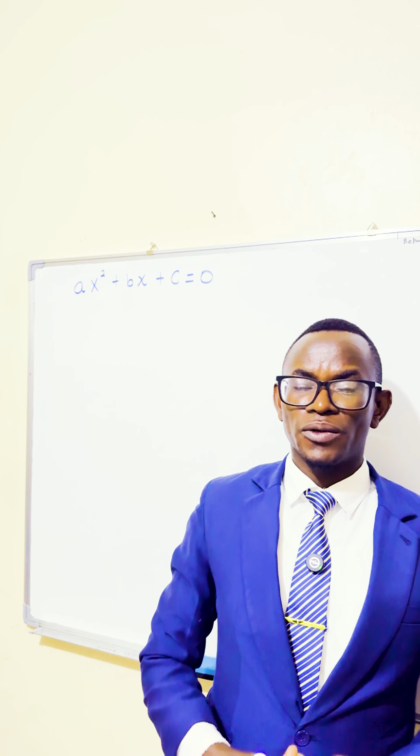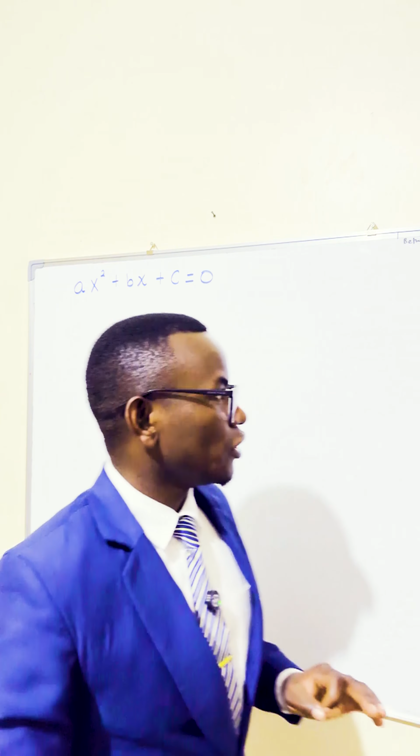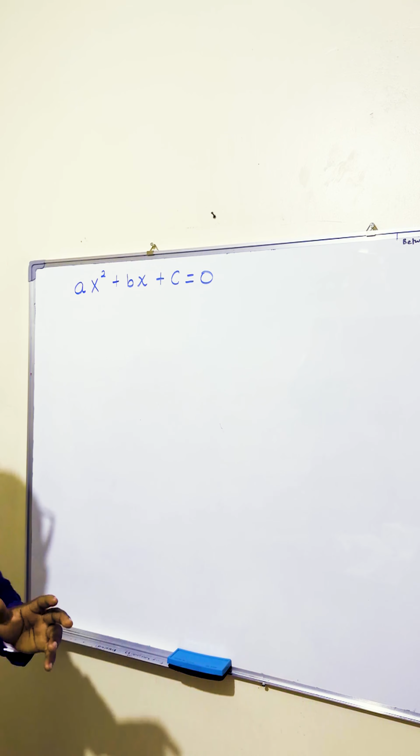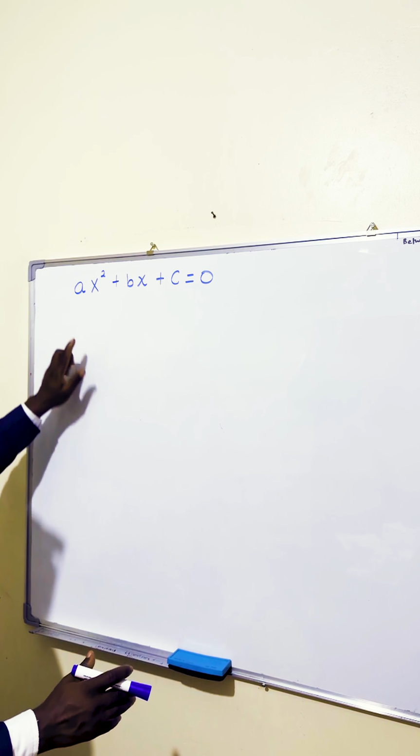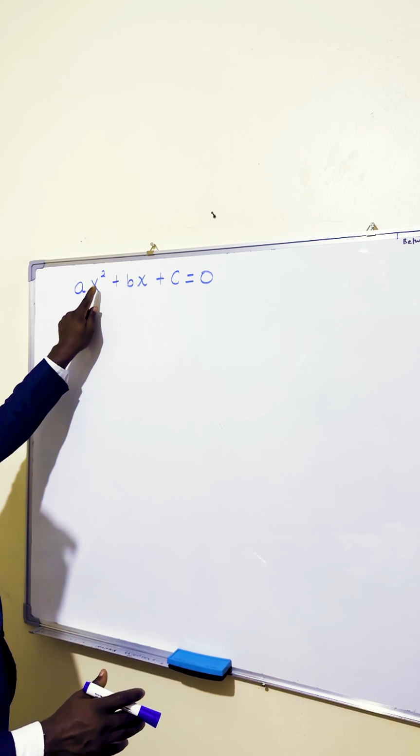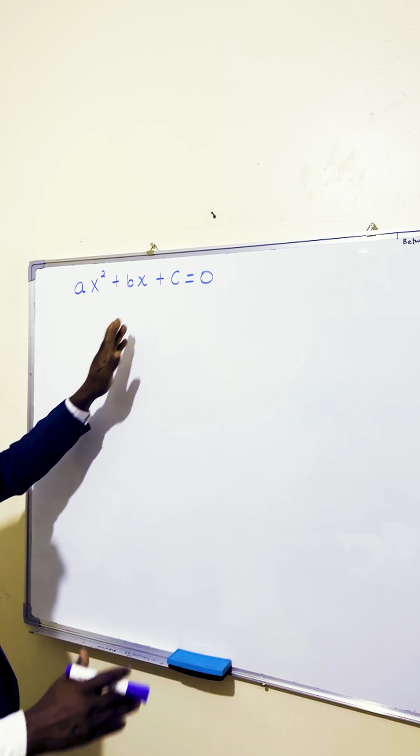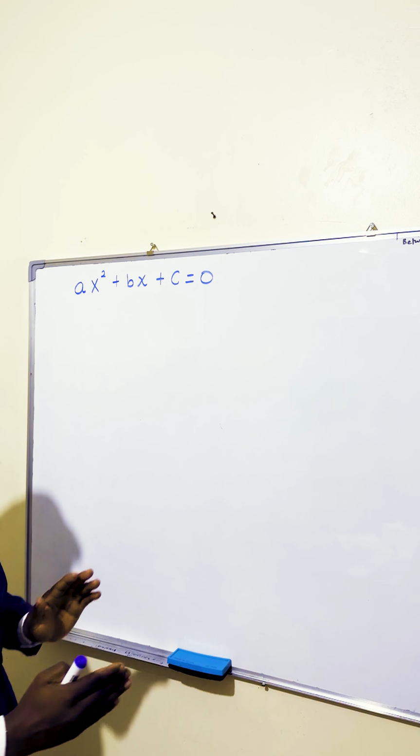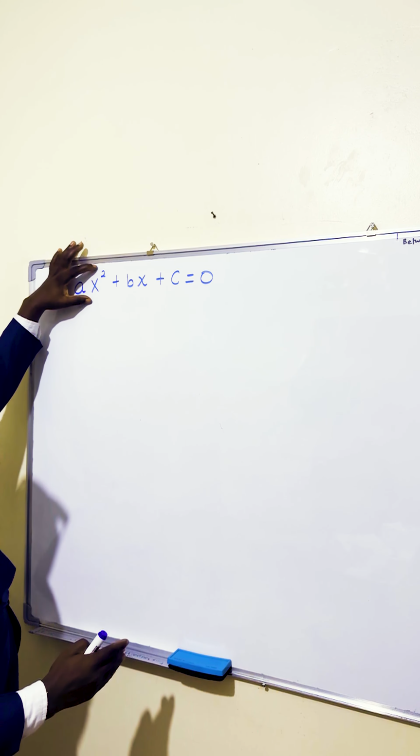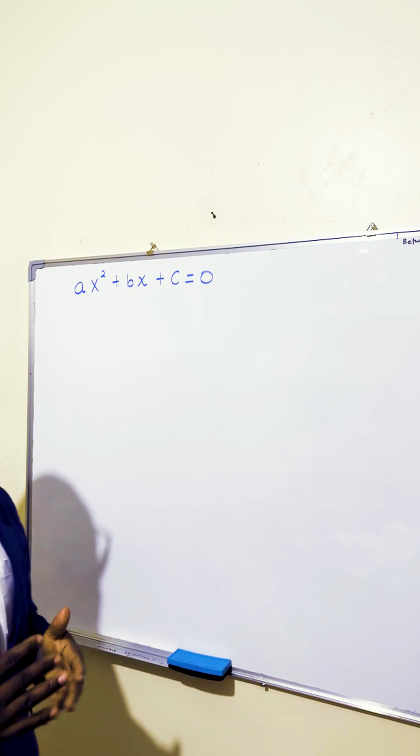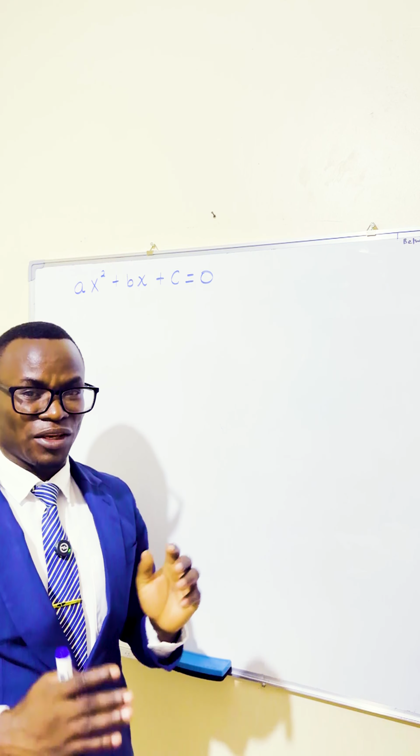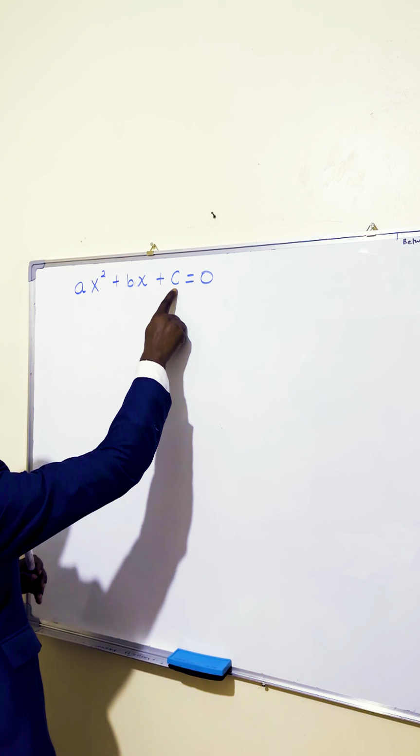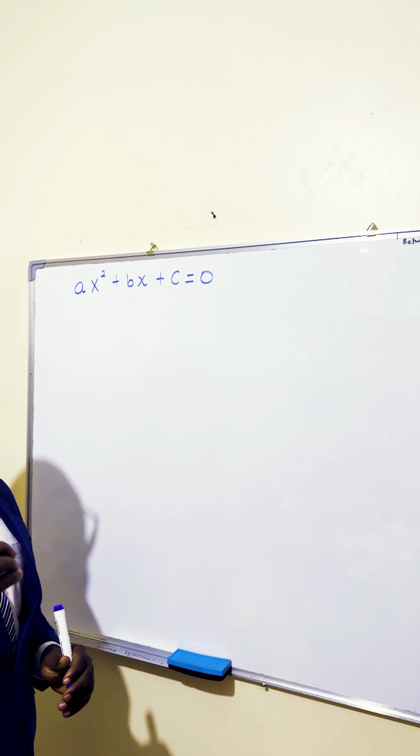Now, when I talk about a quadratic equation, I talk about an equation where the highest power of the variable is 2. For example, if I have ax squared, then plus bx, then plus c. If x is our variable, now the highest power of it is 2. The moment we see that, then that is a quadratic equation. And a, b, and c, those are constant numbers.